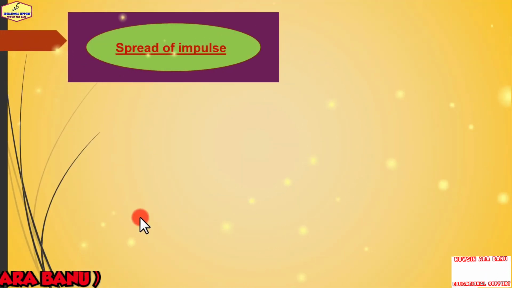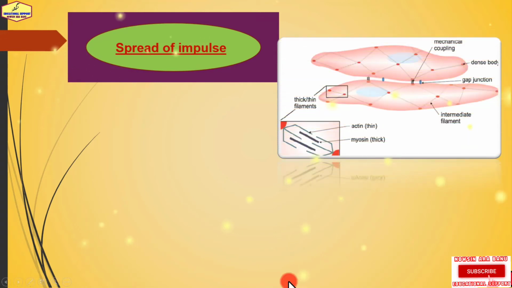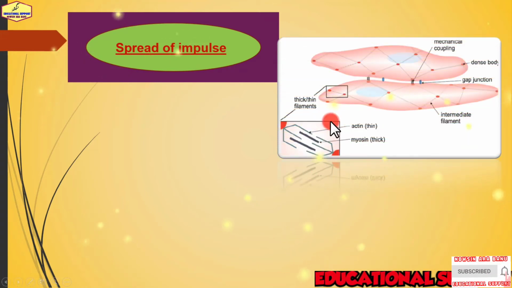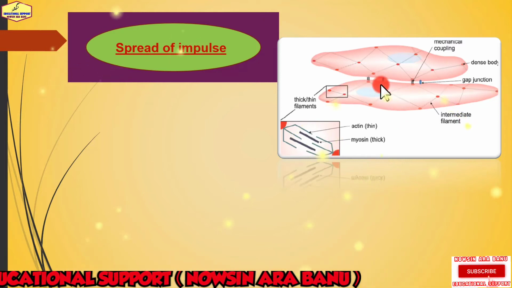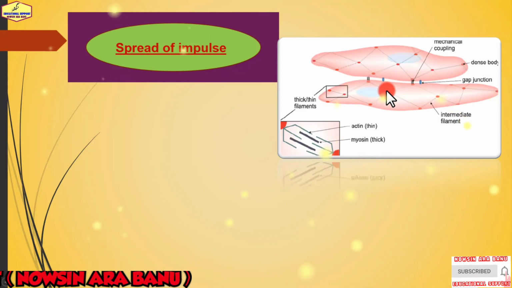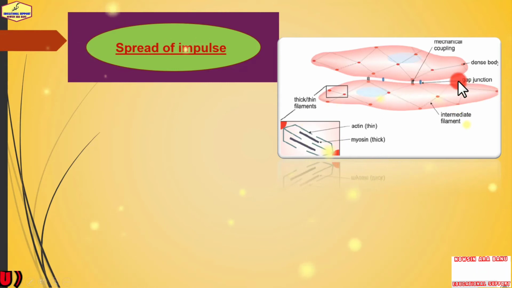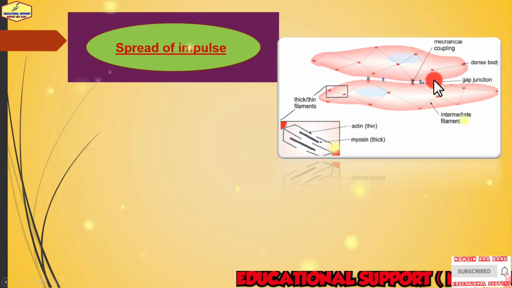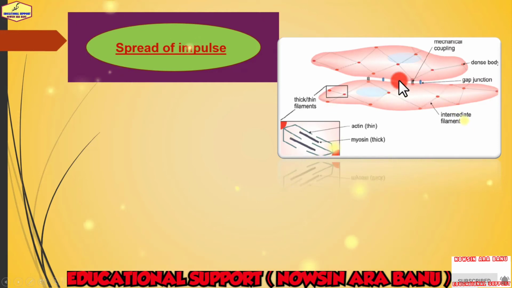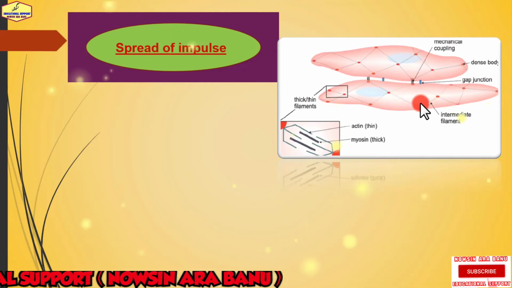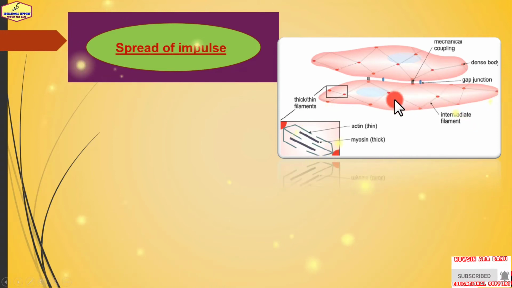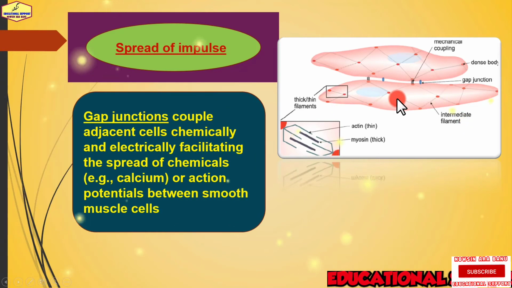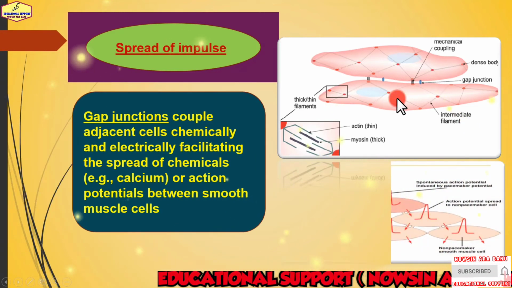Spread of impulse. To maintain organ dimensions against force, cells are fastened to one another by adherens junctions. Gap junctions couple adjacent cells chemically and electrically, facilitating the spread of chemicals, for example calcium, or action potentials between smooth muscle cells.